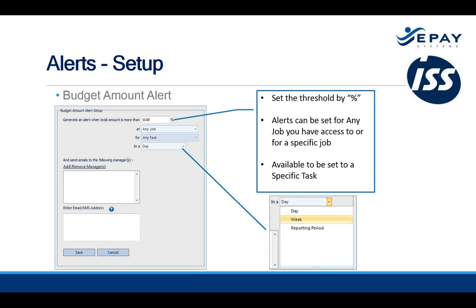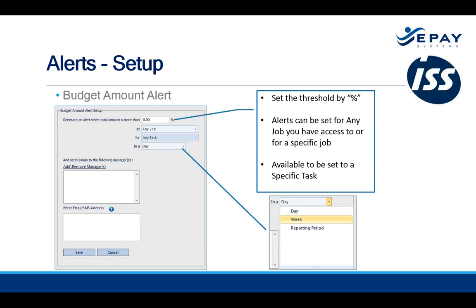Now, if I leave my screen just like it is, like you see right here, the system is going to alert you any time any job under your area of responsibility is over budget based on the budget amount. So this is looking at the dollar amount for your labor. In this particular case, if I leave it at any job, it's going to notify me if any job goes over budget. So that could be quite a few emails or text messages being sent out depending on how many jobs you have access to.